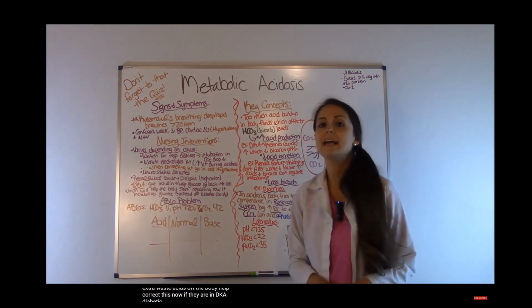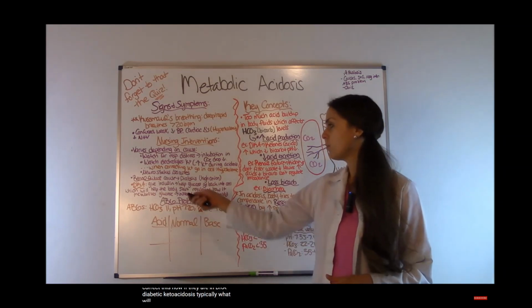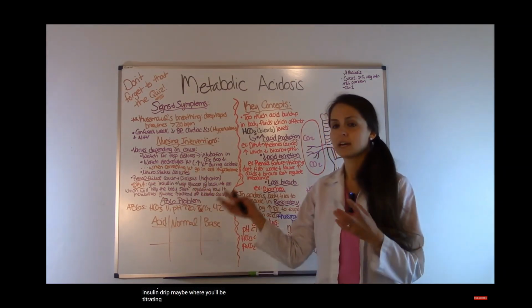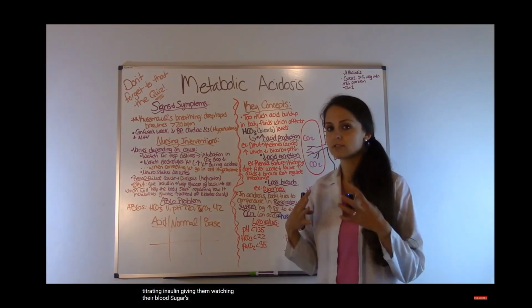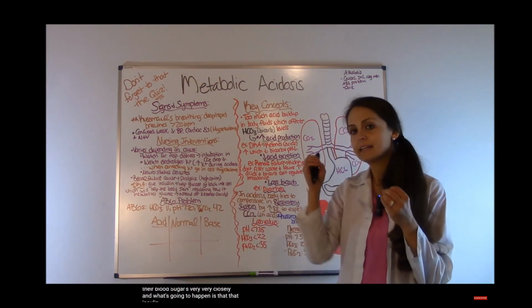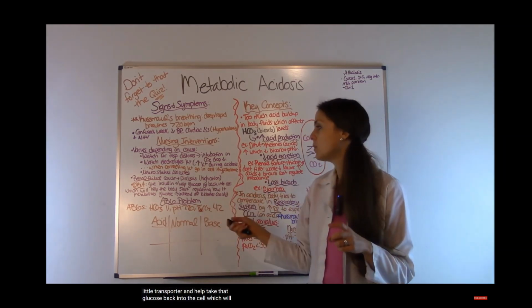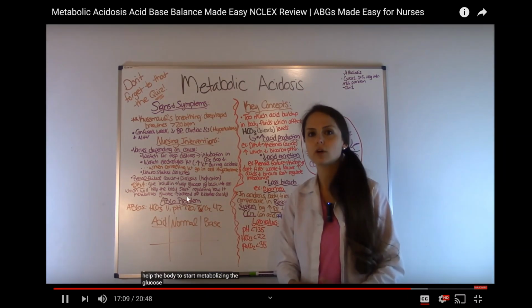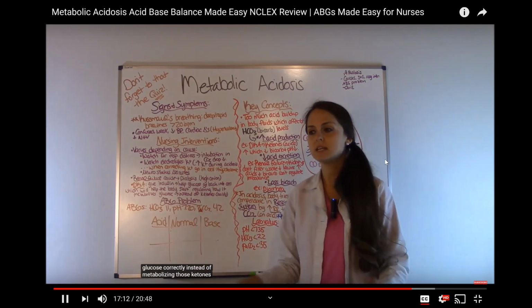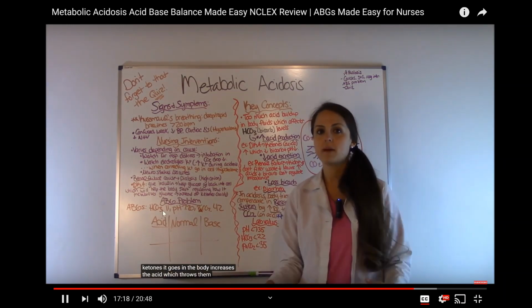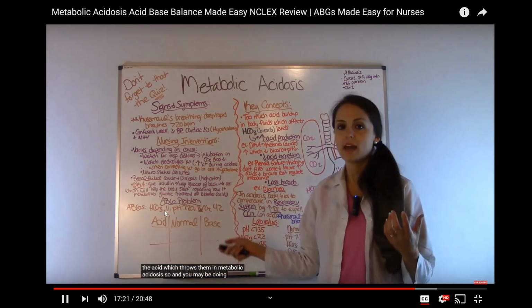Now, if they are in DKA, diabetic ketoacidosis, typically what will happen is that the doctor will order you to start them on an insulin drip maybe, where you'll be titrating insulin and watching their blood sugars very, very closely. And what's going to happen is that insulin is going to act as a little transporter and help take that glucose back into the cell, which will help the body to start metabolizing the glucose correctly instead of metabolizing those ketones, which it was breaking down. When you break down the ketones, it increases the acid in the body, which throws them into metabolic acidosis. So you may be doing that if the patient's in that.